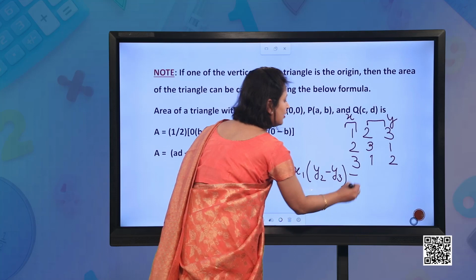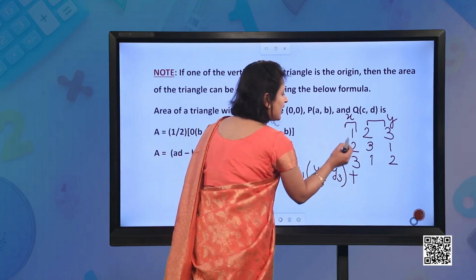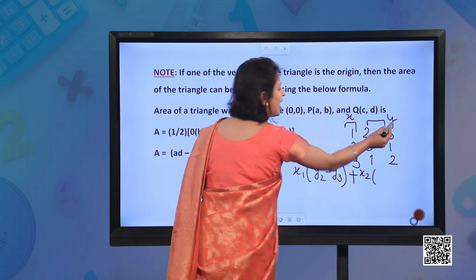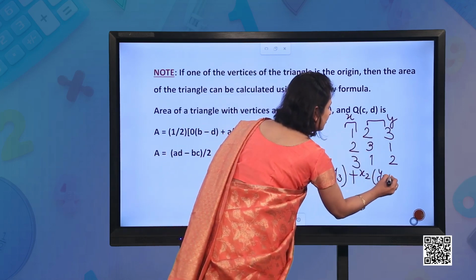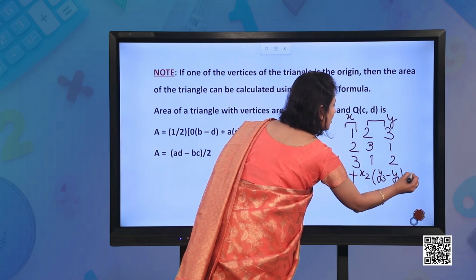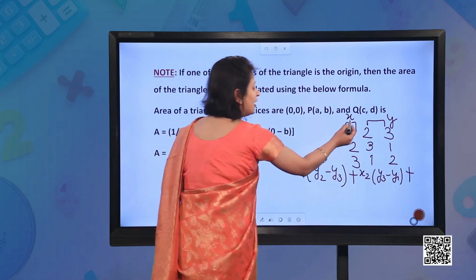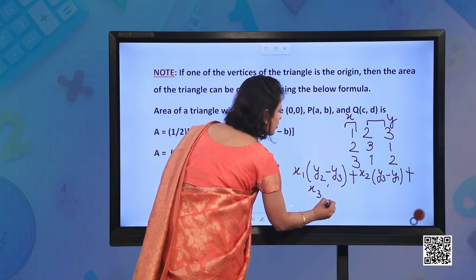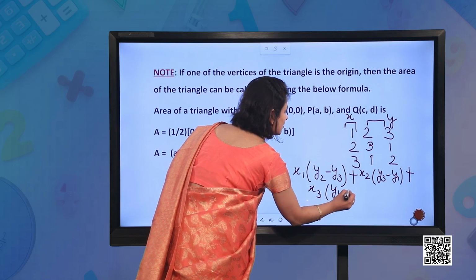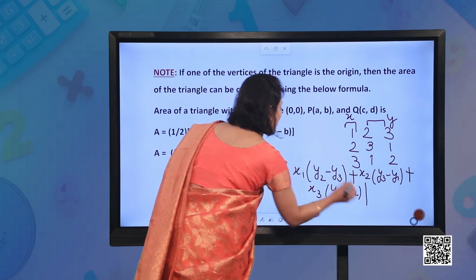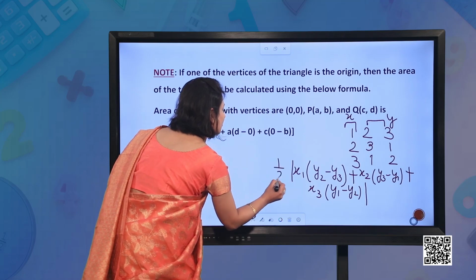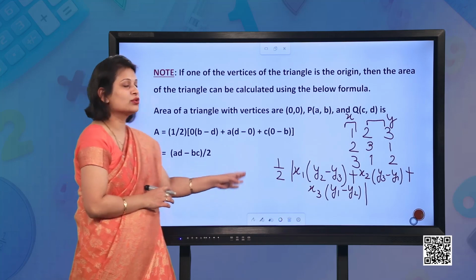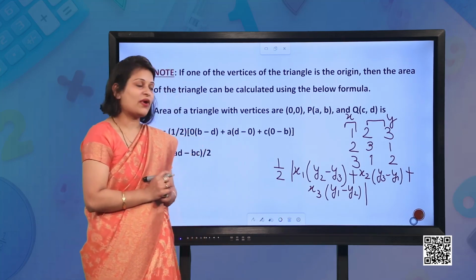Then addition sign in between. When you will take x as 2, means x2, you have to subtract y3 minus y1. Addition sign in between. When you will take x as 3, you have to take the values of y coordinate as y1 minus y2. Simply put absolute sign and half before it. So this is the formula for area of triangle when you know the vertices of triangle.